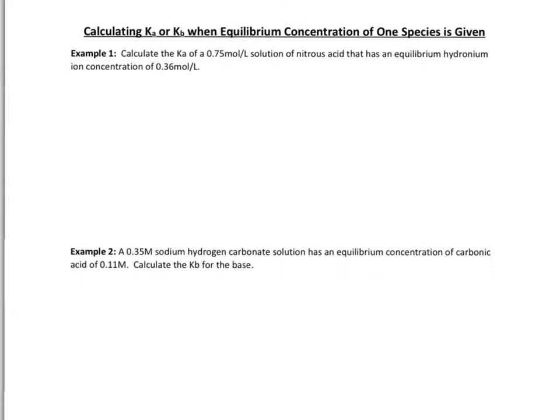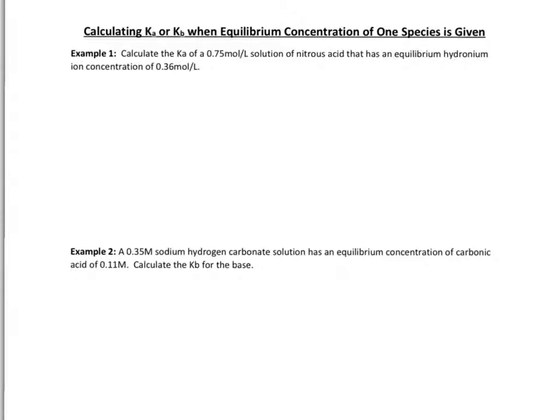The first type of Ka-Kb calculations we will look at are those when the equilibrium concentration of one species is given. Example 1. Calculate the Ka of a 0.75 molar solution of nitrous acid that has an equilibrium hydronium ion concentration of 0.36 moles per liter. You will notice that this type of question is very similar to those in the equilibrium unit. The only thing with these types of questions is that we are being specific to acids or bases.